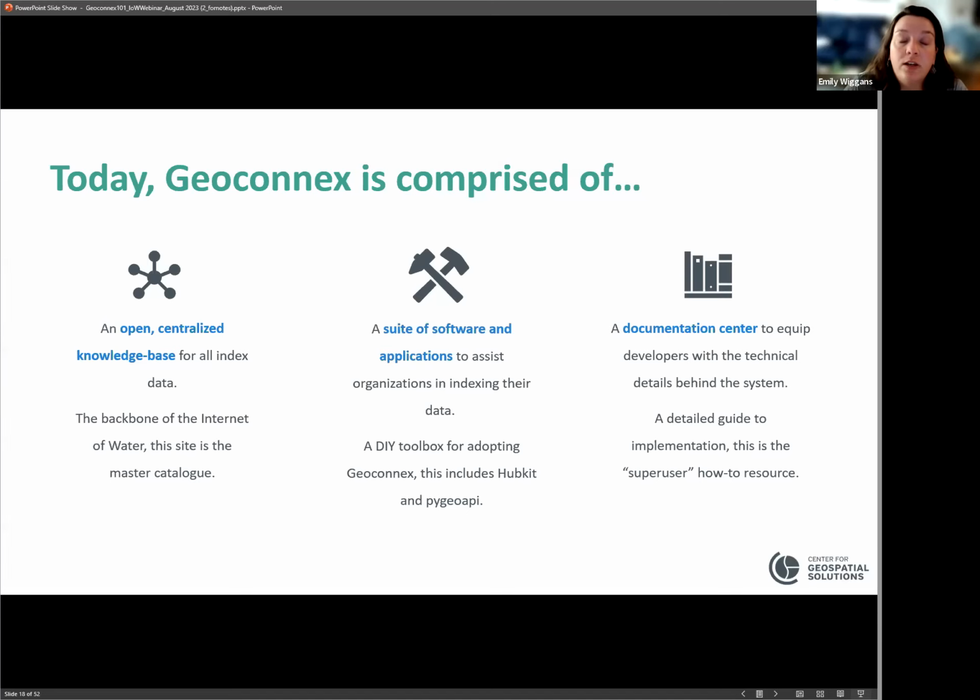And then, as I mentioned, a very robust documentation center to equip developers and other folks with technical expertise with the details behind the system. We've got it all documented very well. Again, it's more of a super user resource, probably not something a merely curious user will be interacting with, but it's all there. So as much as you want to learn, you're welcome to it.